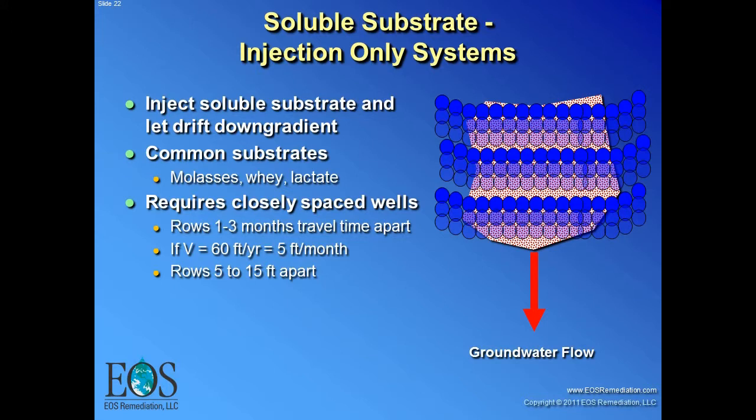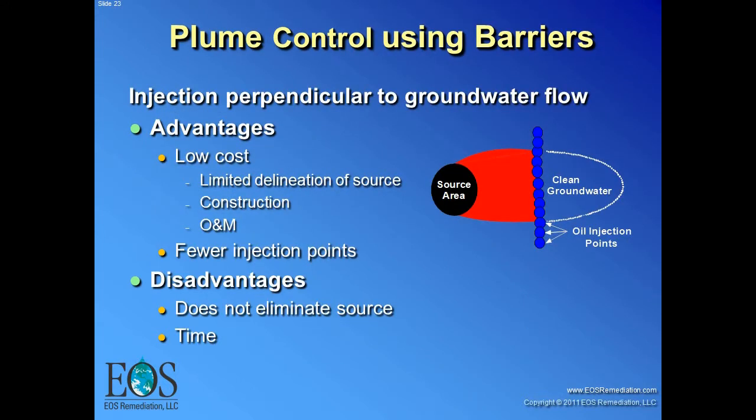It's a cool idea, but at the last, you see there the calculations. If I put the rows of injection wells 1 to 3 months travel time apart, and I've got a groundwater velocity of 60 feet a year, or 5 feet per month, I'm going to have to put those wells 5 to 15 feet apart. At that point, they're not rows, they're grids, and you just have lots and lots of wells. Conversely, if your groundwater velocity is 600 feet a year, this may work very well. We tend to do a lot of emulsified oil barriers.